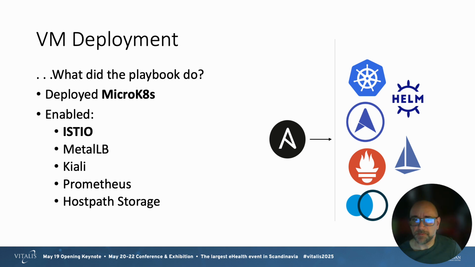What has actually happened is that this playbook has deployed MicroK8s, which is a self-contained Kubernetes cluster developed and distributed by Canonical, and that is the reason why we suggest using an Ubuntu machine. It has also enabled all the components required to actually run the capsule, so Istio, MetalLB, and all the other things.